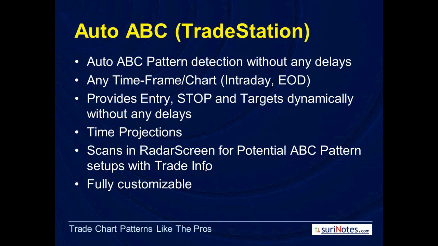With all this, I built a tool called Auto ABC, which is in TradeStation only. It detects these patterns in real time without any delays, whether it's a 1-minute chart or a 1220 tick chart, or whether it's a stock, options, currencies, or FX futures, any type of instrument. It finds the ABCs and provides the entries, stops and targets dynamically. Once the pattern is formed, that's what you'll see, and these are all plotted without any delays.